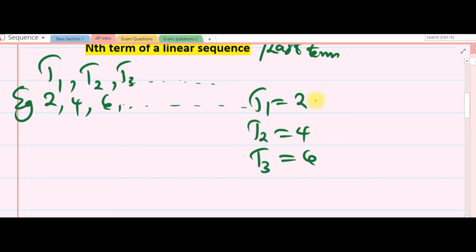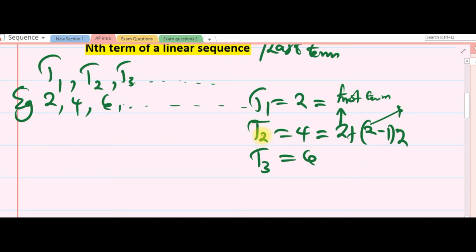So let's relate this. You notice that this first term is settled. Let's get to this second term. You notice that the second term, 4, is the same thing as 2 plus (2 minus 1) times 2. Check it: 2 minus 1 is 1, 1 times 2 is 2, so 2 plus 2. This 2 here is the first term, which we normally denote with A. The 2 here is the term number, the number of the term.